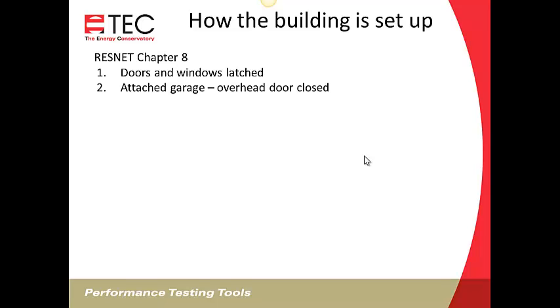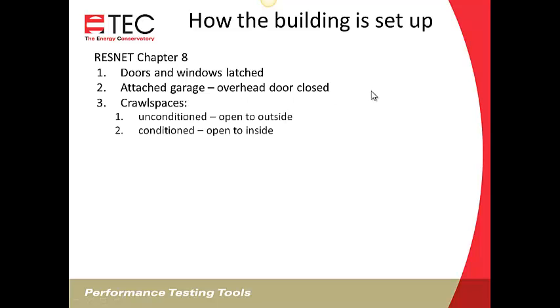Attached garages, it says to have that overhead door closed, or any other doors in that garage or any windows in the garage. If there's a broken window, for example, note that. Or if there's a garage door that pops open, it doesn't stay latched and opens up during the test, then note that. So overhead door closed, normal conditions the home sees for most of the time, especially in extreme conditions. Usually that door is left closed.